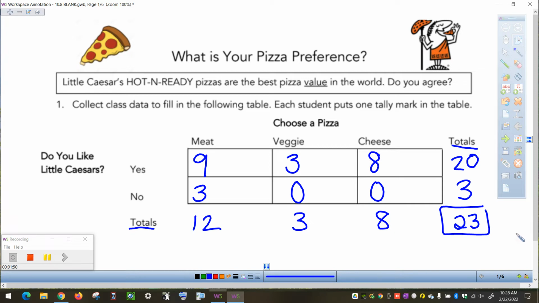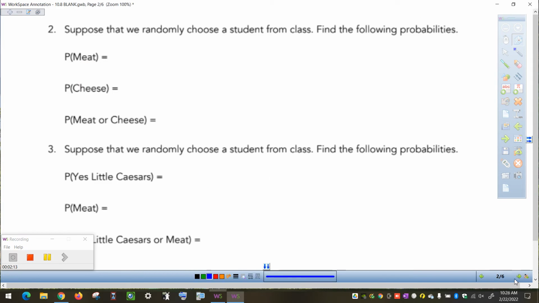All right, so using the data here, the numbers in the table, we are going to start to move through these questions. So we're going to take a look at one of these together. It says, suppose that we randomly choose a student from class. We're going to start by finding the probability that that student prefers meat. You'll notice the probability notation that we're using here is what we did in the previous lesson. We're doing a capital P for finding the probability of that event. Whatever's listed in the parentheses is what we're finding the probability of.